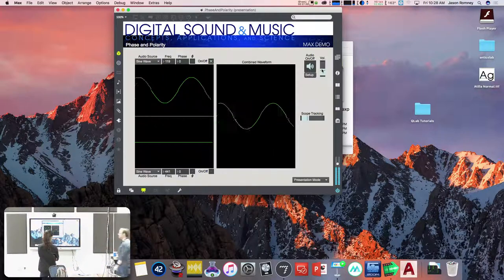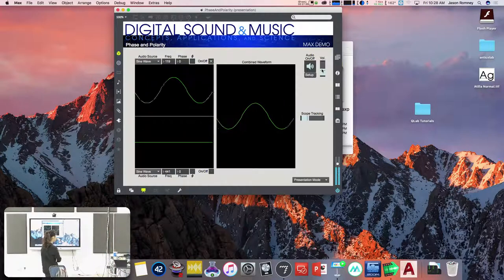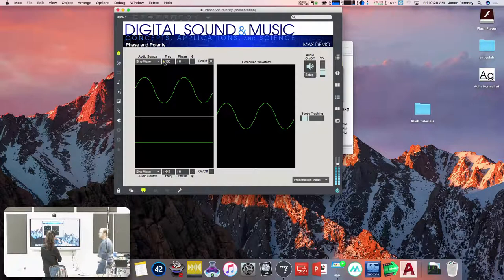So we did it. But here's the other interesting thing. I can make other frequencies resonate inside this room. There's one. So now walk around a little bit. You'll hear it come in and out and in and out.